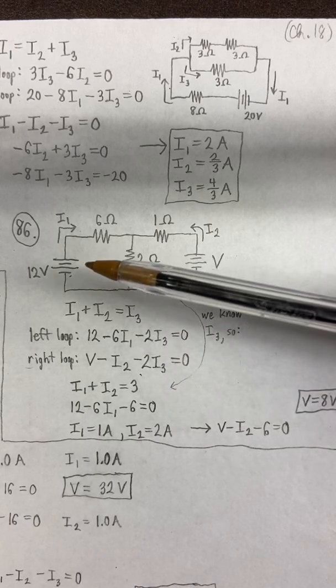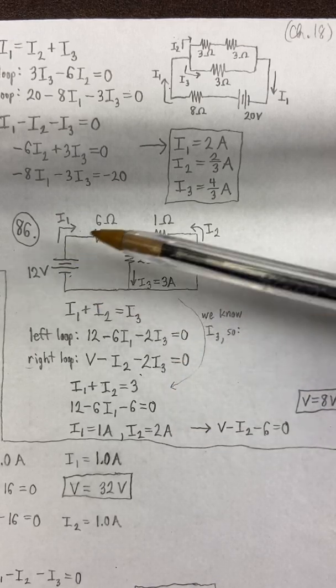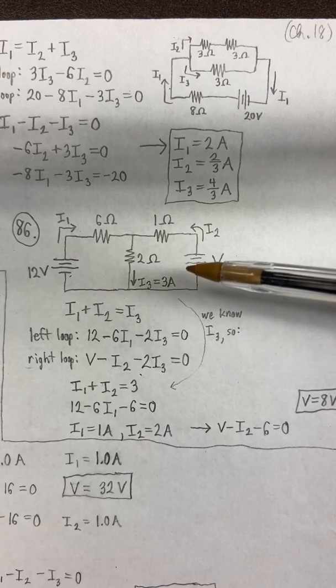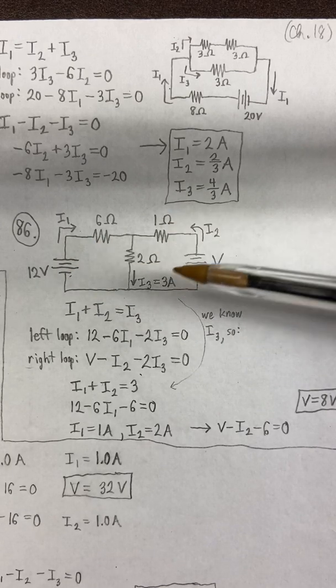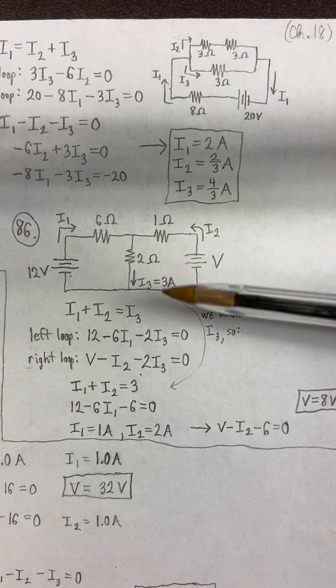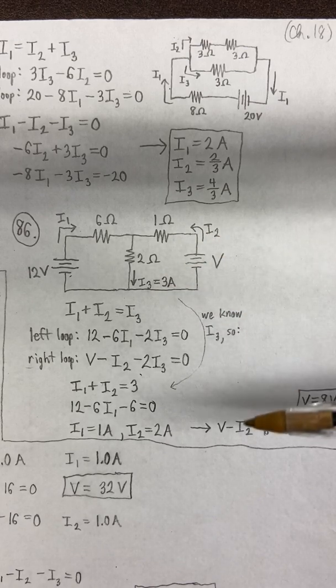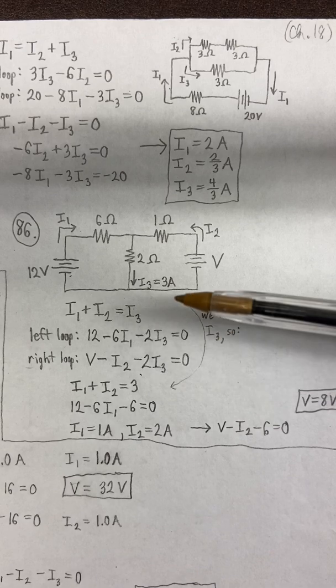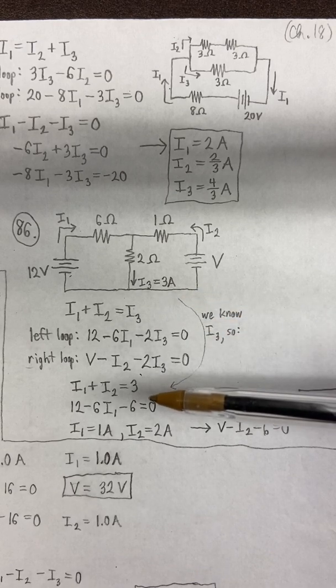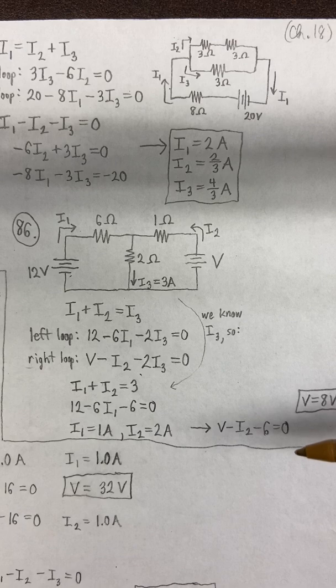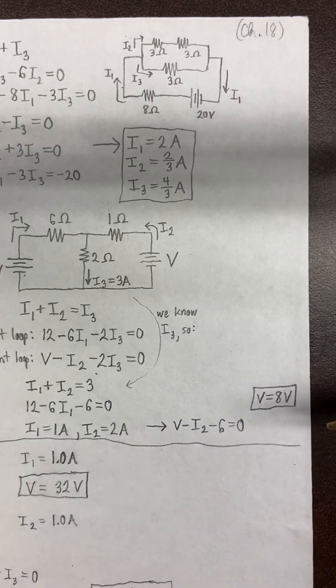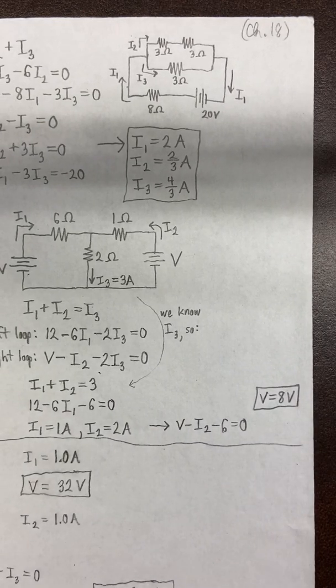We've got the left loop over here, and we're going clockwise on the left loop, and the right loop over here, and we're going counterclockwise on the right loop. Of course, you could have chosen your own directions, it doesn't matter. All right, and then we know I3, so we can plug it in down here and use it to solve for our unknowns and get a voltage of 8 volts.